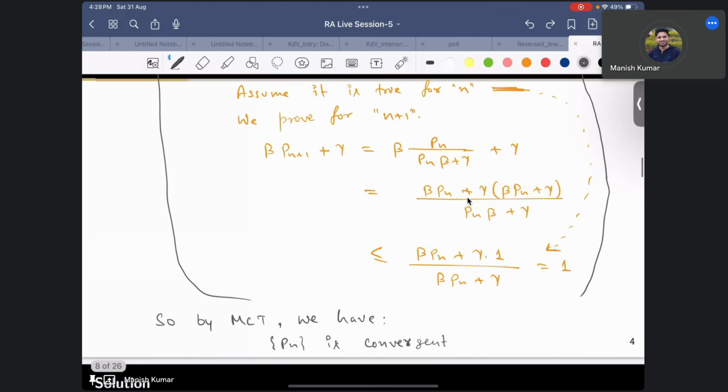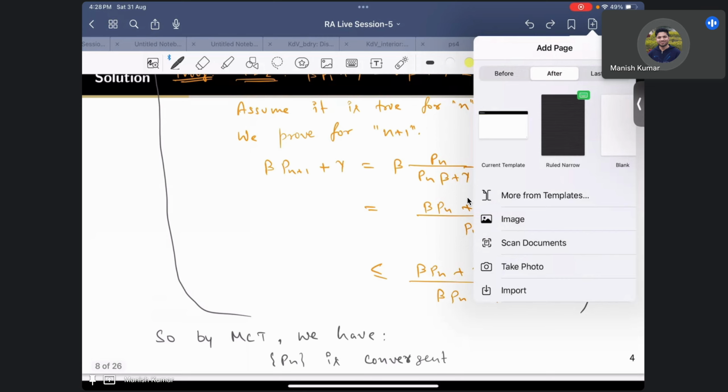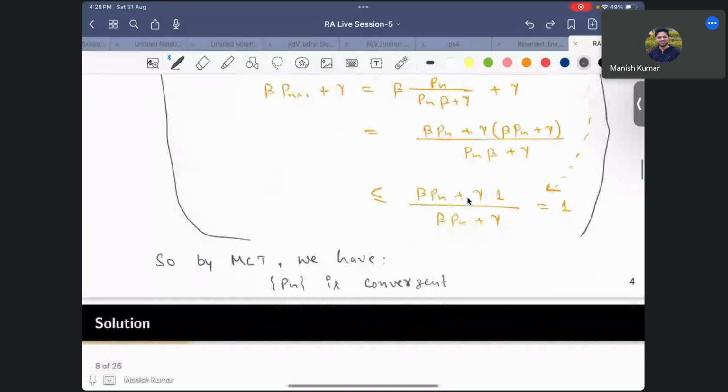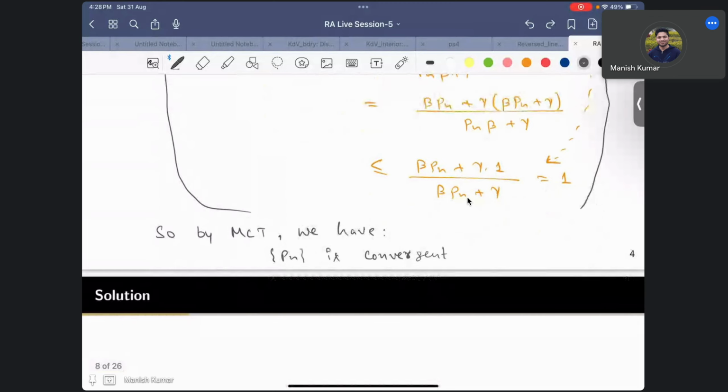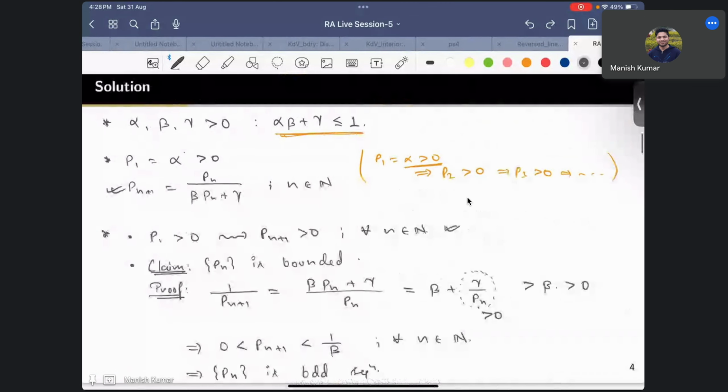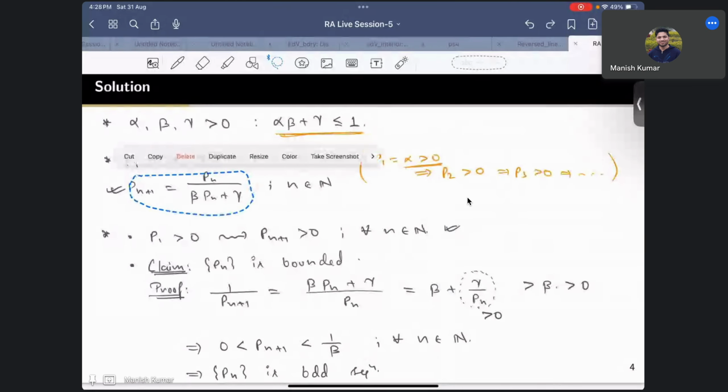Okay, now the question was to find the limit. As I mentioned earlier, finding the limit is easier, right? So how do we find that? Just recall this definition. Let me just copy this one.